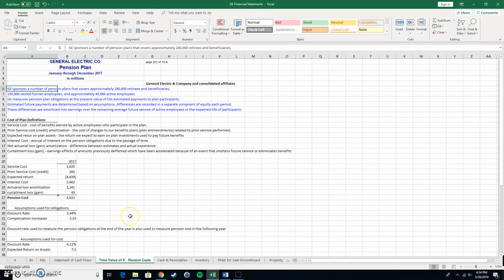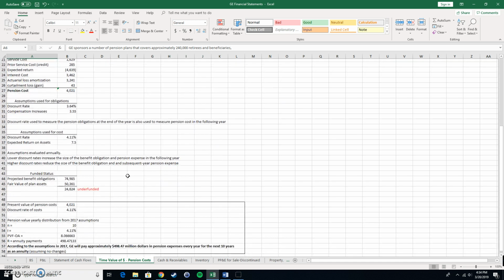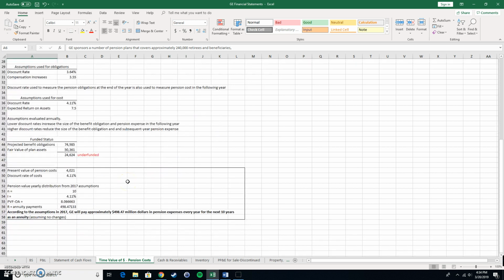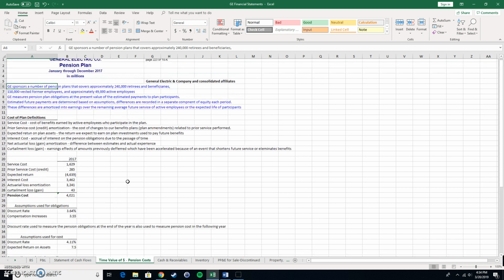The fourth tab is for the time value of money. And I used the pension plan and pension costs in order to show the time value of money and how it would affect the company.